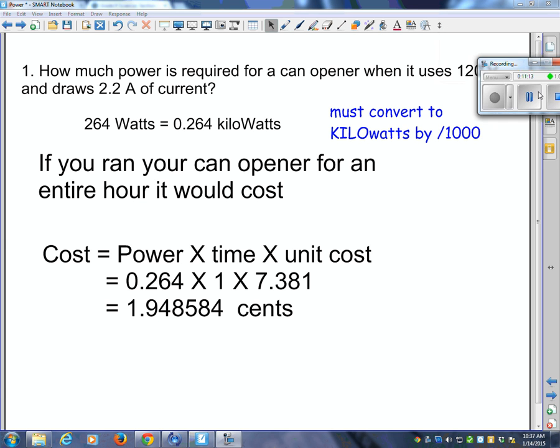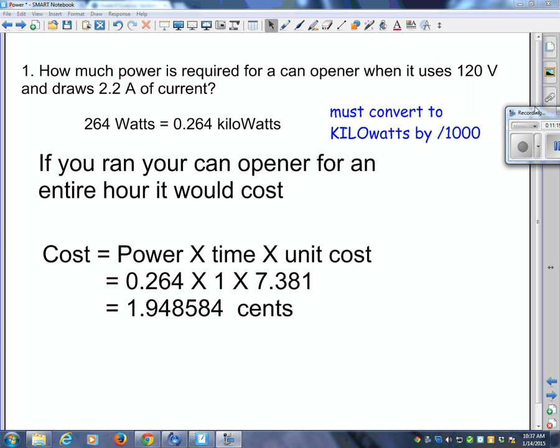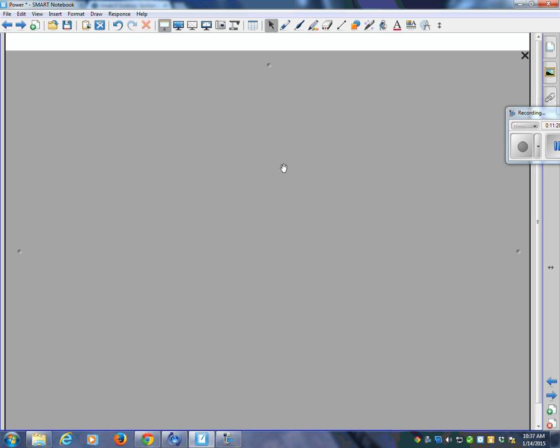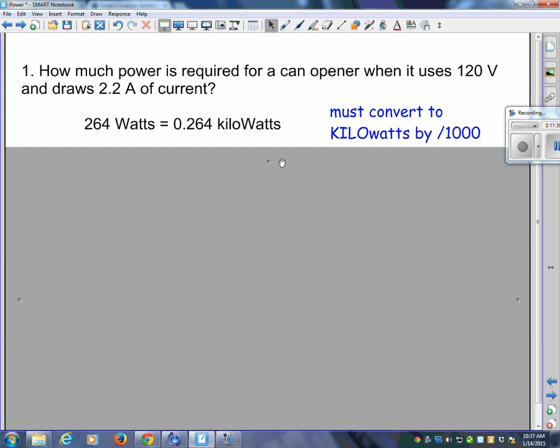Here we go. You'll notice this is the same can opener that you just had, right? How much power is required for a can opener when it uses 120 volts and draws 2.2 amps of current? I think we did that answer already, did we not? You got 264, didn't you? Are you guys going along? That is 0.264 kilowatts.